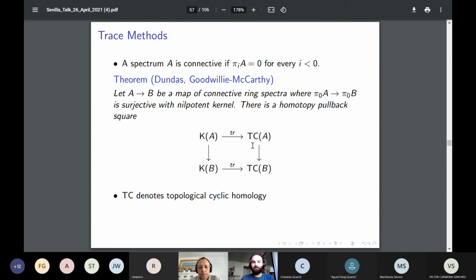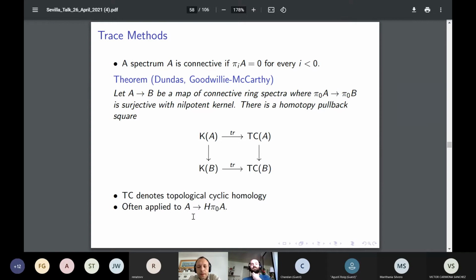So there's this pullback square. Let's stop before I define TC, and see what this pullback square is giving us. The idea is that, let's say you have a map of this form. This is saying that if you know the K-theory of B, in order to obtain the K-theory of A, you just need to compute TC of A and understand this map. Then you just take the pullback square and that gives you the K-theory of A. So it basically reduces K-theory computation into a topological cyclic homology computation.